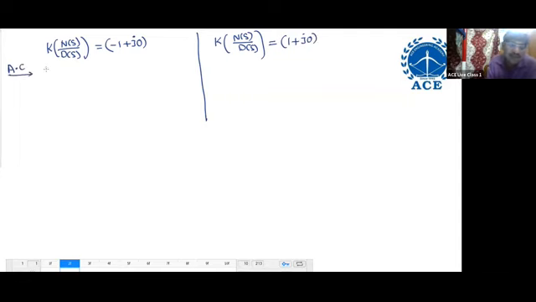Angle condition. The angle of k into n of s by d of s is equal to the angle of minus 1 plus j0. What is the angle of minus 1 plus j0? It is nothing but plus or minus 180 degrees. But it is not sufficient.